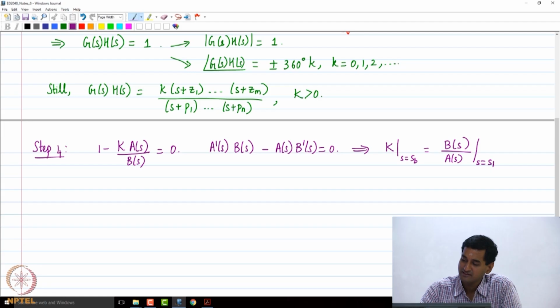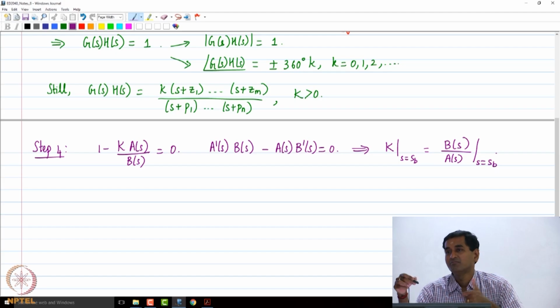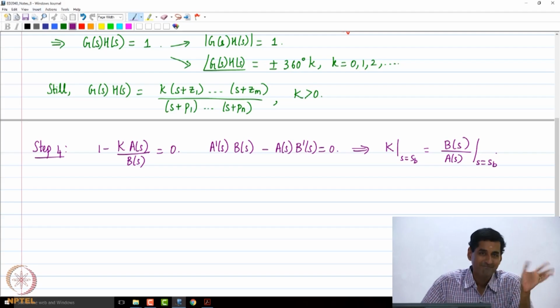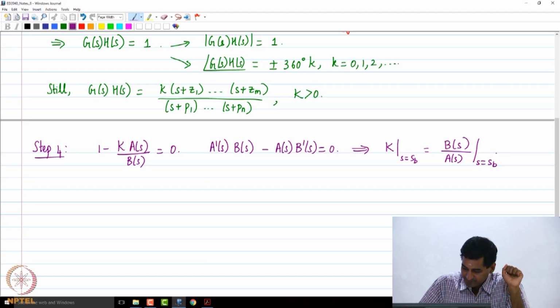So consequently it will become b of s divided by a of s, evaluated at s equals s_b, rather than minus b of s divided by a of s, which was the case with negative feedback. So that's a change that happens here. That is a change one should be aware of in step number 4, but conceptually the step remains the same.